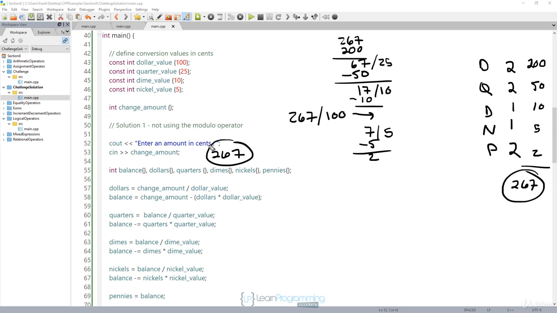Okay, now we can take advantage of something here. If you notice, if I have 267 and I divide that by 100, let's say, that gives me $2, integer division. But notice that I have a remainder. My remainder is 67, right? That's where we can use the modulo operator to rework this a little bit. So we'll do that next.